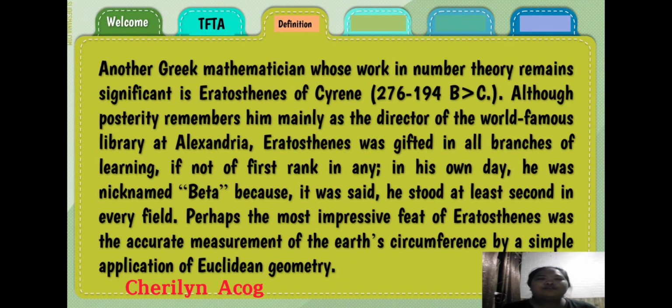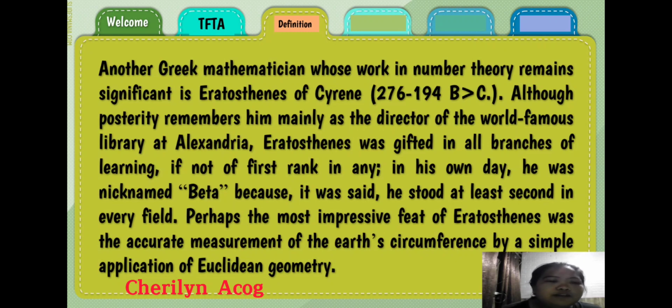So when you skip the Eratosthenes without knowing the background. So this is the background of Eratosthenes. He is a Greek mathematician whose work in number theory is significant. He lived in the era before Christ, 276 to 194 BC.